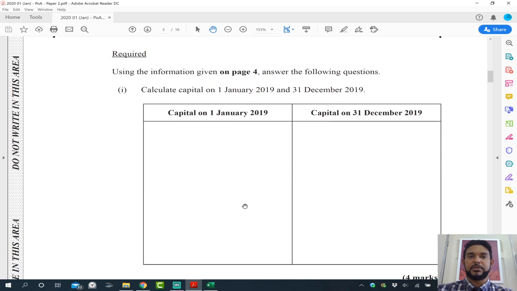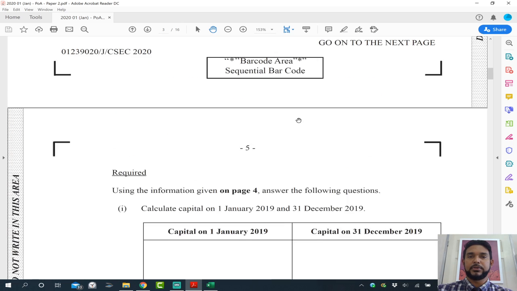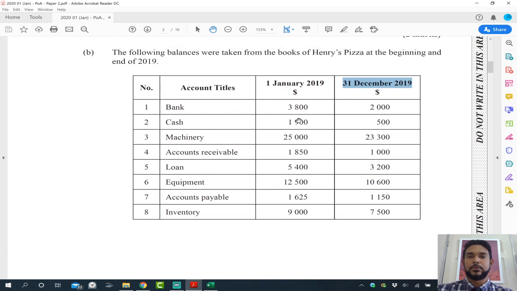Using the information on page 4, answer the following questions. So calculate capital at start and at end. Okay, so let me go back up here. So what I'm going to do now, you don't have to write up anything here. I'm just going to strip across to my solution.